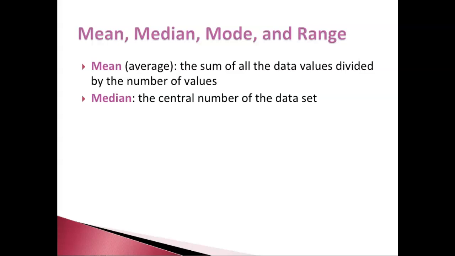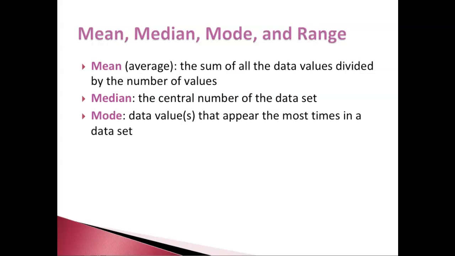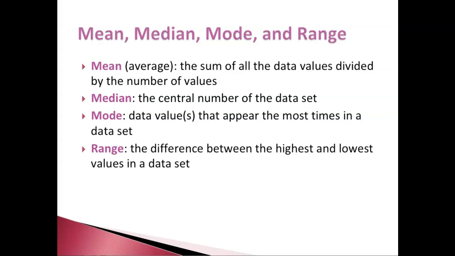Next we have mode. This would be the data value or values that appear the most times in a data set. And then the last one, the range. This is the difference between the highest and lowest values within a data set. We'll take a look at an example.